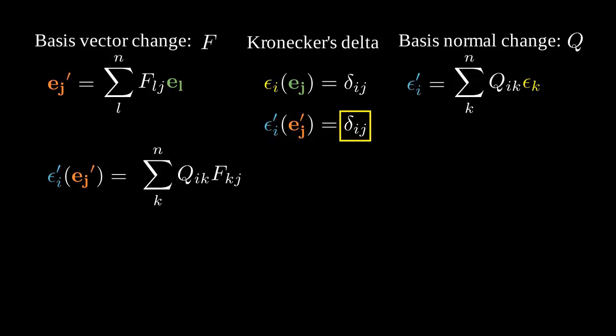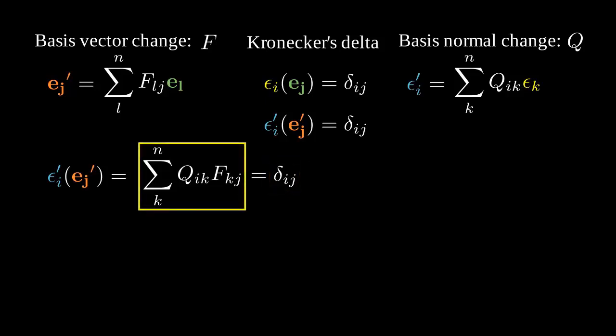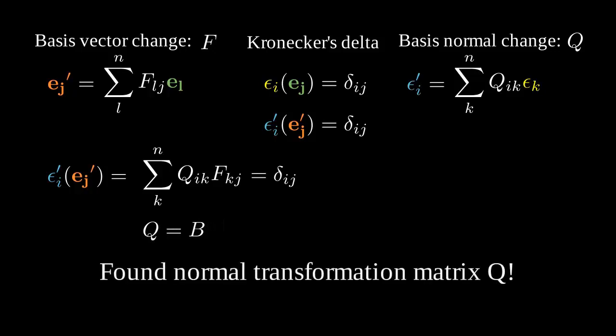We also know this summation is the component of matrix QF. When the component of a matrix is the Kronecker's delta, it is an identity matrix. Therefore, QF equals I, then Q is the inverse of F. Finally, Q is B. We found the normal transformation matrix is B in the n-dimensional case.